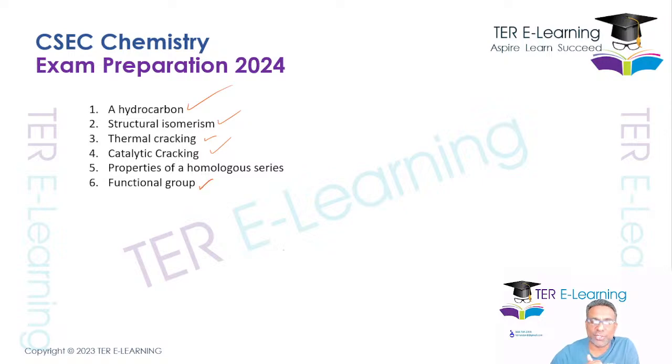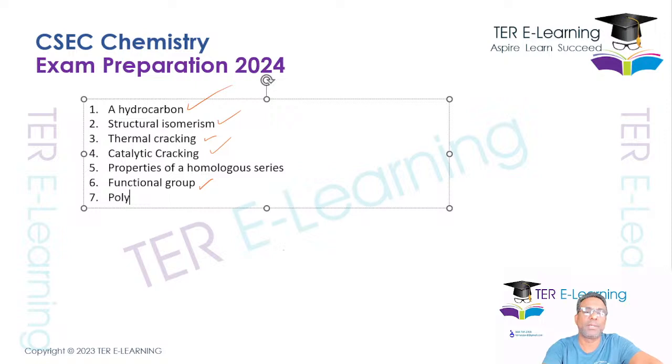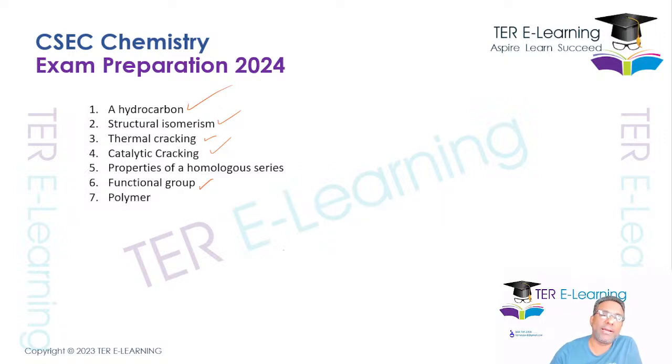Let's do functional group. A functional group is an atom or a group of atoms that determines the chemical properties of an organic compound. Somebody mentioned something again here. Yes, you need to know what is a polymer. That's another exam question. A polymer is a macromolecule made up of many repeating units called monomers. So those are definitions we need to know in organic.